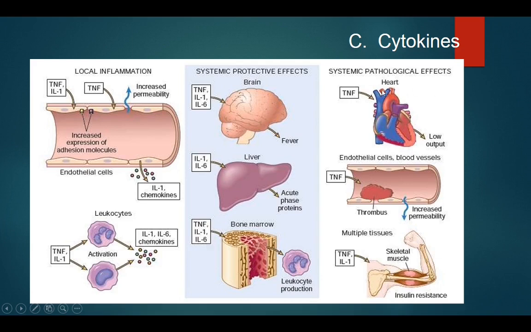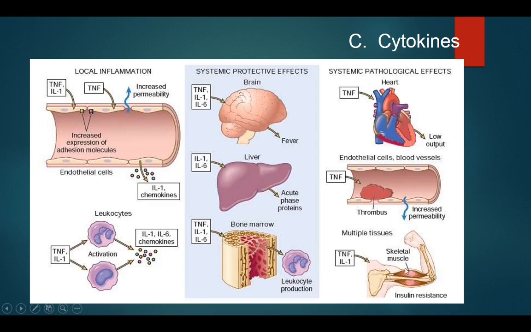Then there are systemic pathological effects. In the heart, TNF causes low output, and then thrombus production; it increases permeability. TNF alpha leads to thrombus production. And in multiple tissues, like skeletal muscles, TNF and interleukin 1 cause insulin resistance. So it can produce diabetes, due to tumor necrosis factor and interleukin 1.